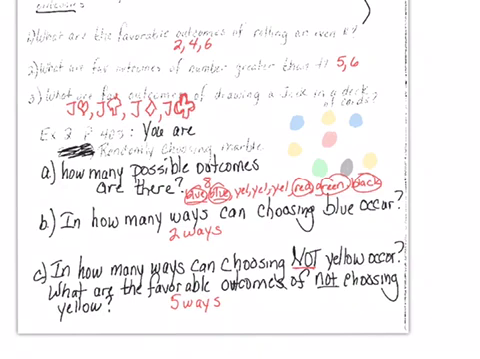What are the favorable outcomes of not choosing yellow? Well, if we don't want to choose yellow, the favorable ones that we want to get would be blue, blue, red, green, and black.